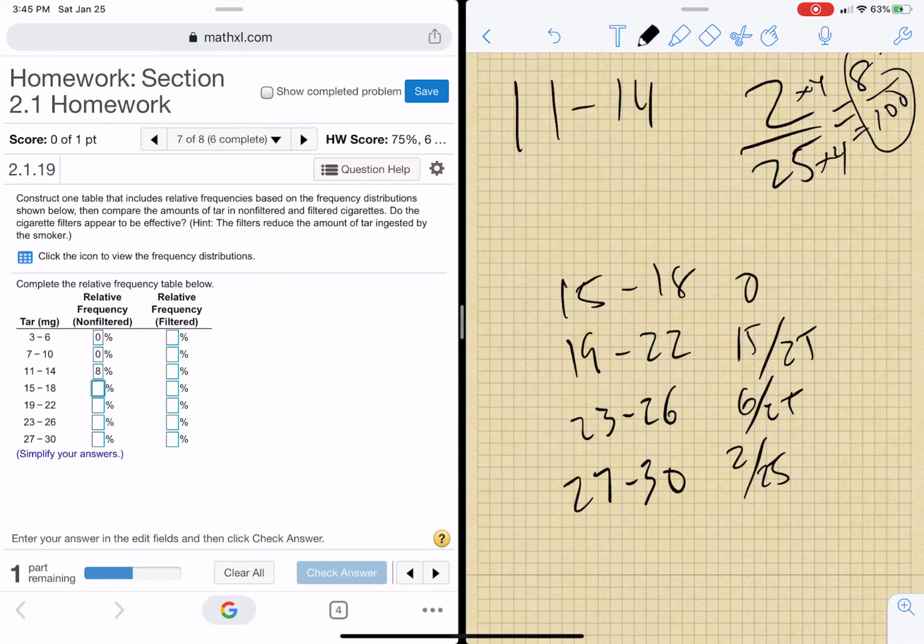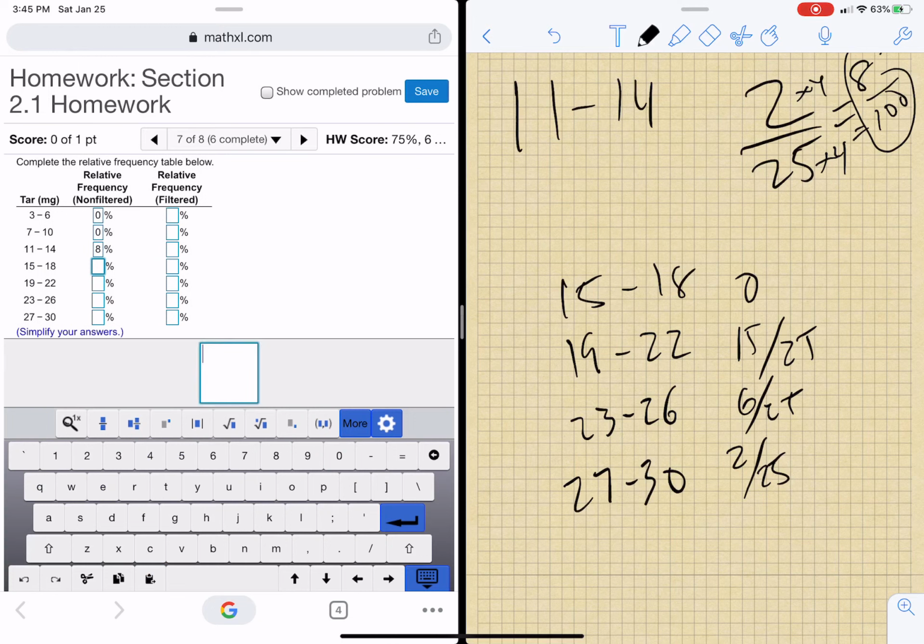Okay, so my 15 was 0. My 19 was 15, so 15 times 4, just so I don't make a mistake, 20, 60, 60%. Okay, 26, 6 times 4 is 24%. And 27 to 30, 8%.